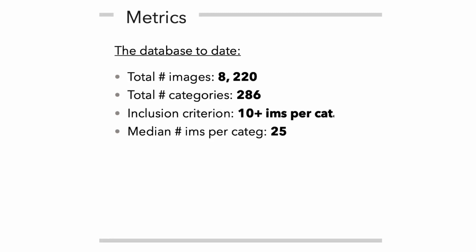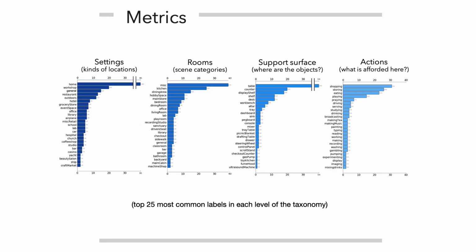While this database is still under construction, here are some numbers that describe it today. So far, we have 8,220 images, divided into 286 categories. Categories have a minimum of 10 images, but the median is 25. To get a sense of the broad variability of the kinds of environments sampled in this database, I encourage you to take a look at the poster, where I've quantified the frequency of each label under the different levels of the taxonomy that I've introduced above: settings, rooms, support surfaces, and actions.